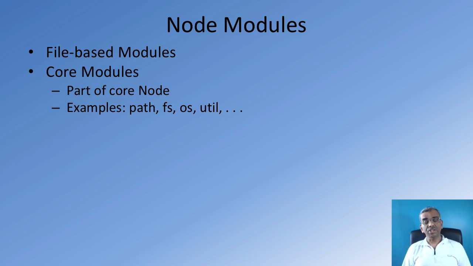The Node designers kept these core modules intentionally small so that Node can be kept small and also provide sufficient functionality so that external module designers can add in their own functionality that can be leveraged when we develop Node applications. So the core modules include path, file system, OS, util, and a few others. We will encounter some of them as we go along in this course.